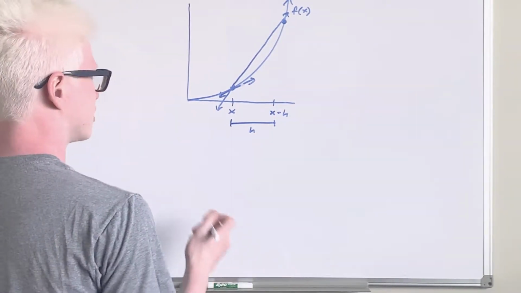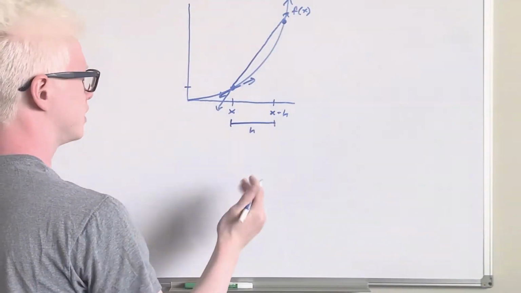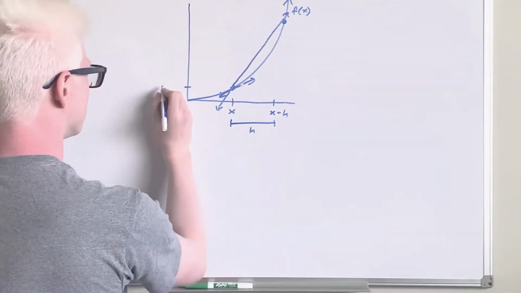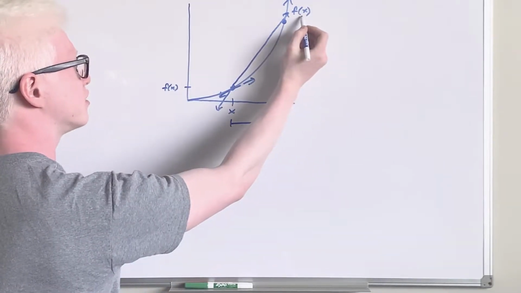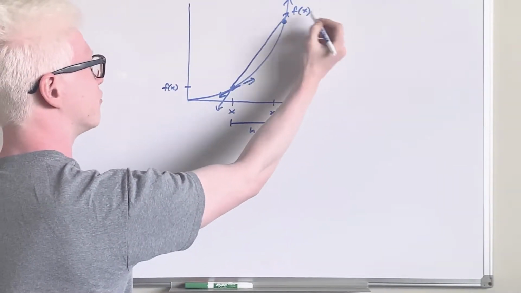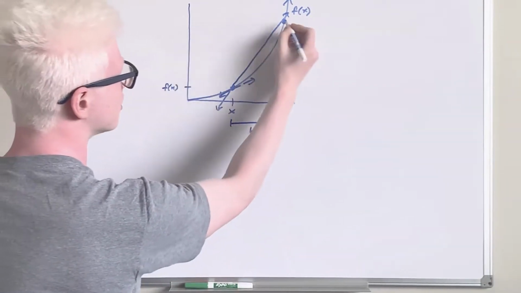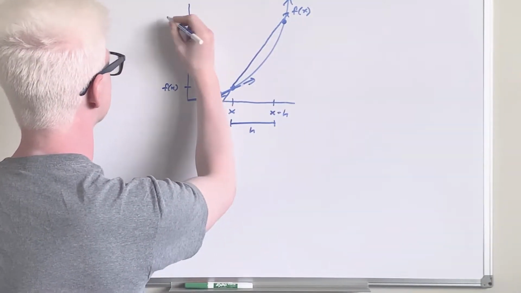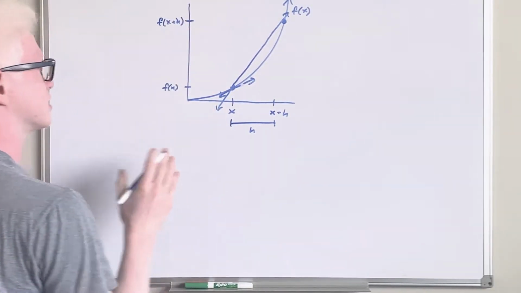So then let's talk about the function values. What is the value of this generic function as a function of x? Well, we say that's f of x, because whatever value you plug in here, it'll be just evaluated as f of that value. Same thing as x plus h. So up here at this point, this is just the height of the function. It would be f of x plus h.